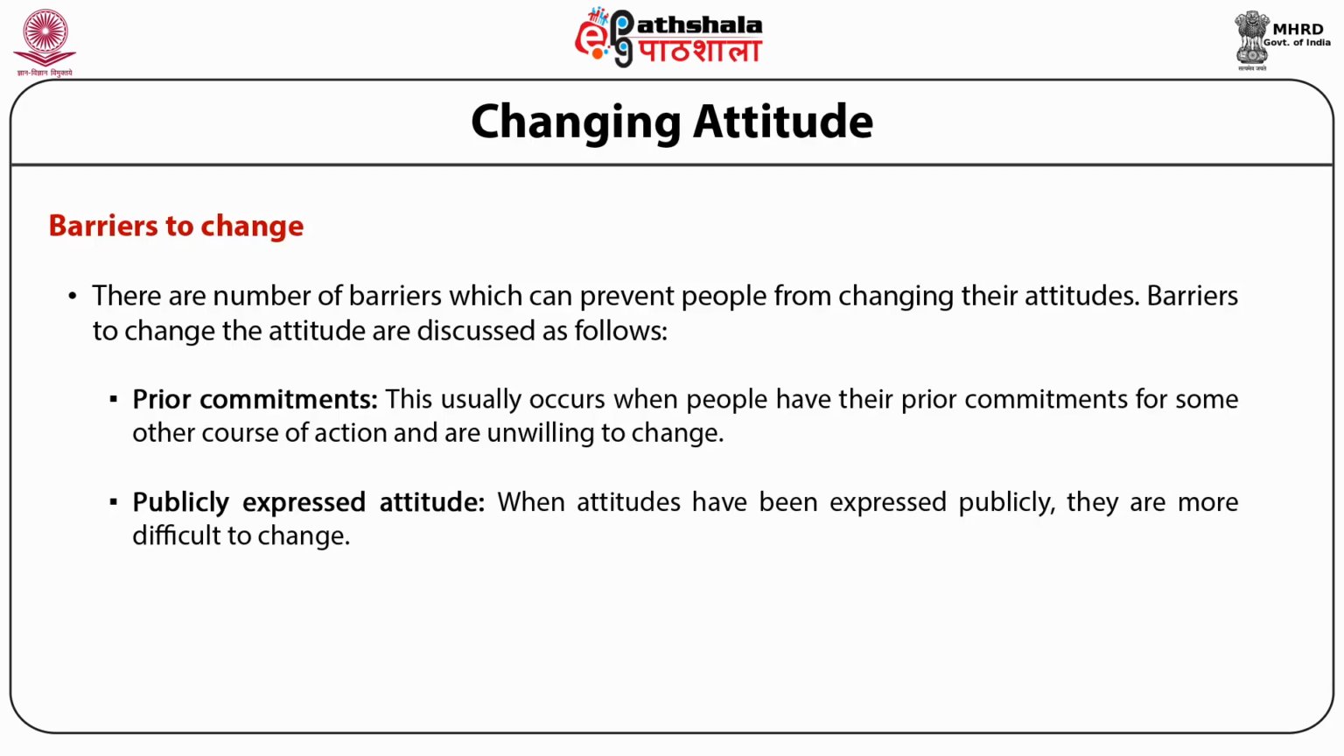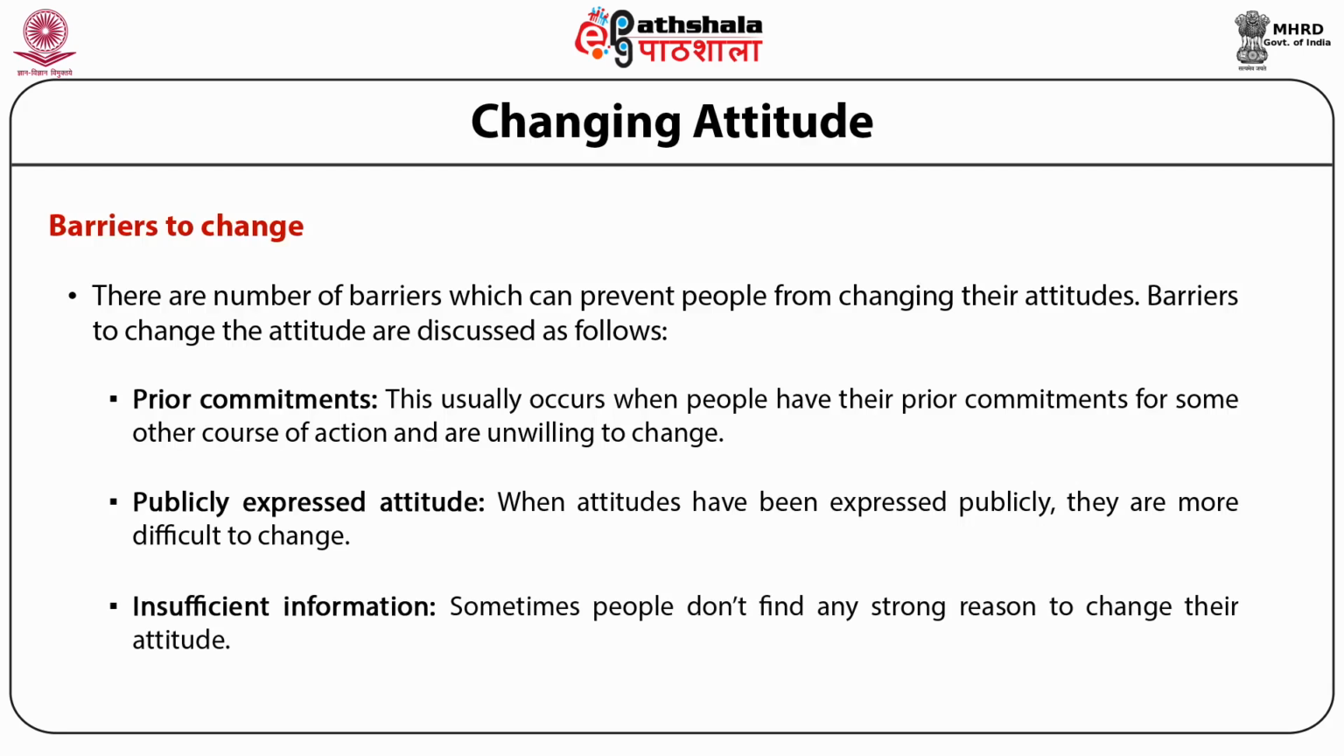The next barrier to change the attitude is insufficient information. Sometimes people don't find any strong reason to change their attitude. The supervisor may not like a particular attitude of an employee, but unless or until he shows the employee that his negative attitude will not let him grow in the organization, he will never change his attitude. Therefore, sufficient information has to be provided to the employee in order to change the attitude.